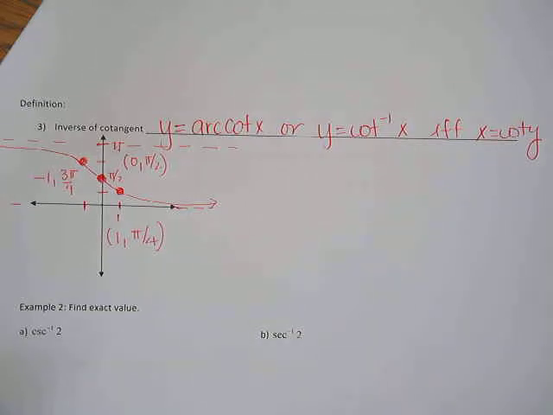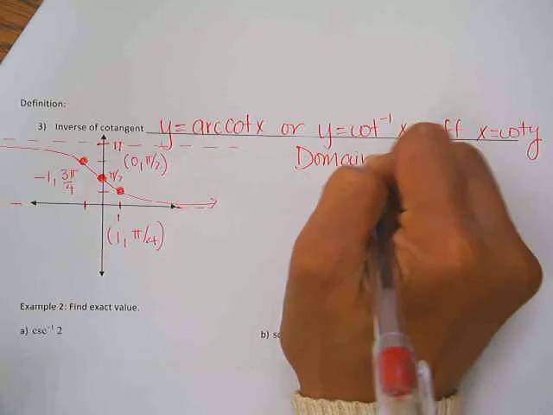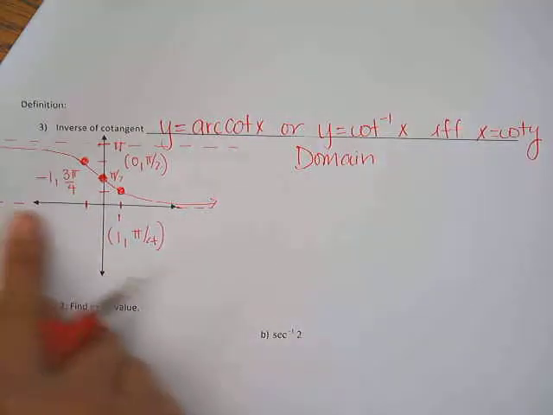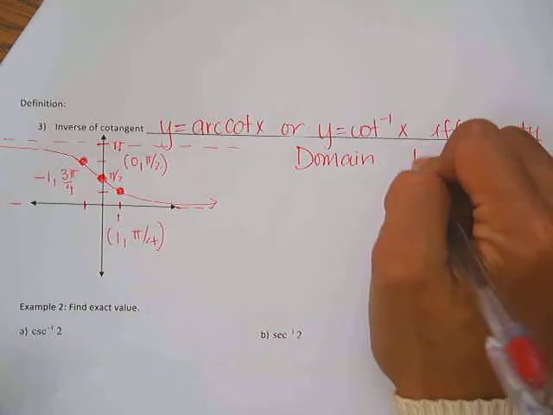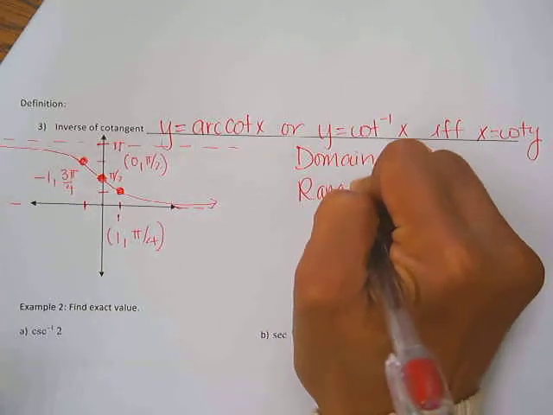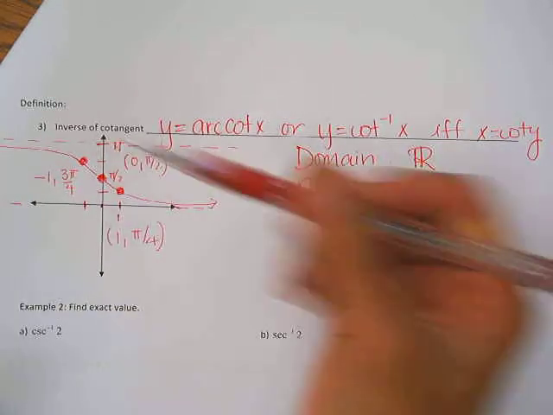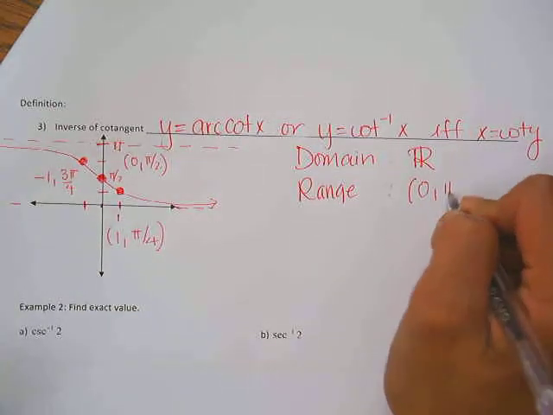Let's try to state the domain and the range. Okay. The domain of cotangent inverse, as you can tell, is going to be all real numbers. The range of cotangent inverse, as you can tell, is going to be from 0 to pi, non-inclusive.